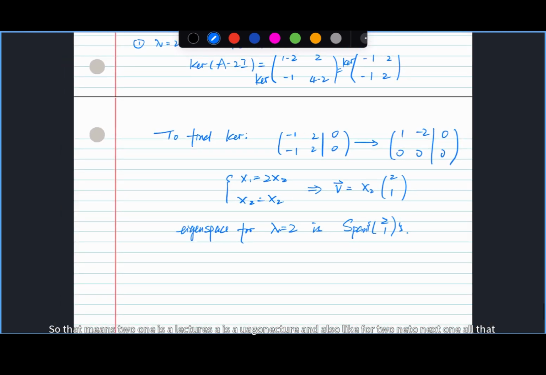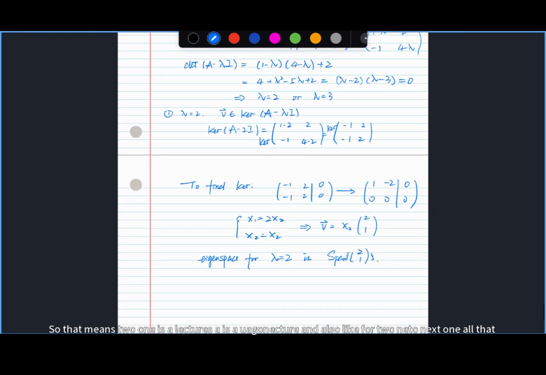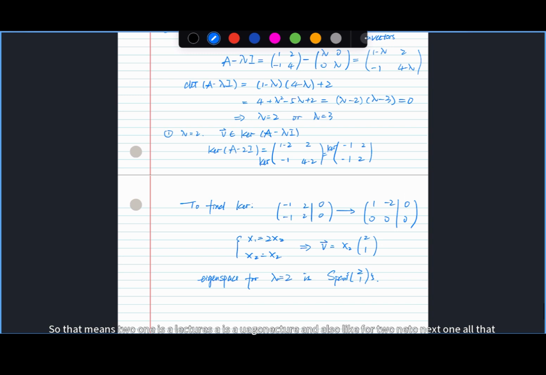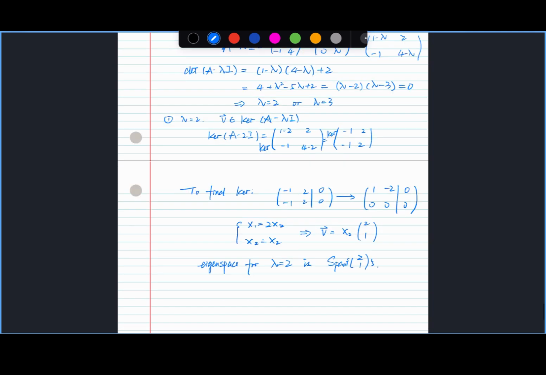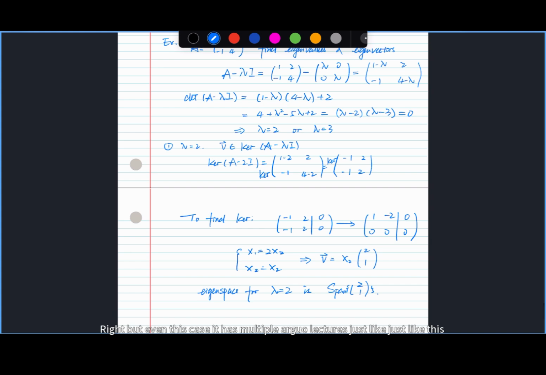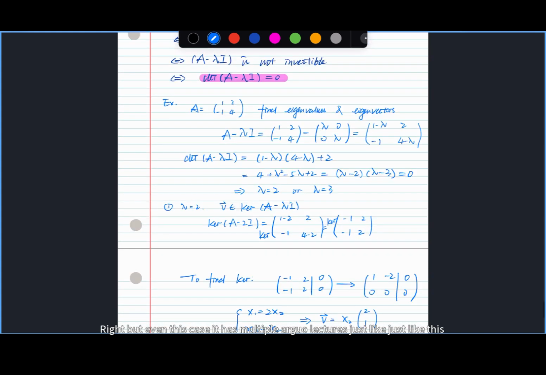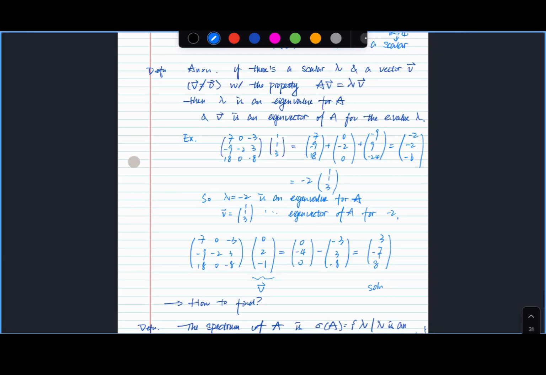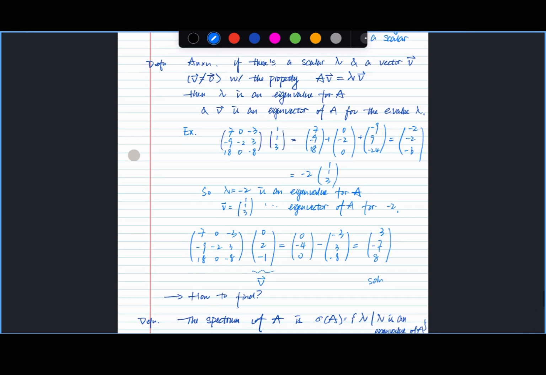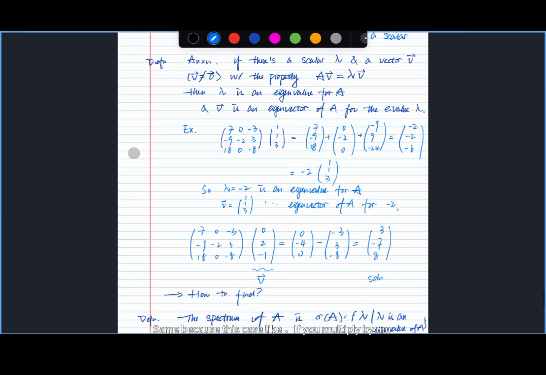So that means (2, 1) is an eigenvector, and also (4, 2), (-2, -1), all of those are eigenvectors. Right. But even in this case, it has multiple eigenvectors, just like this. Wait, this case? Yeah, in this case.